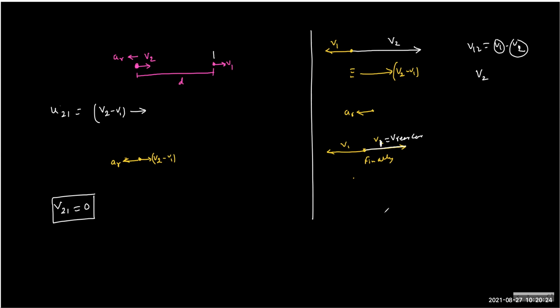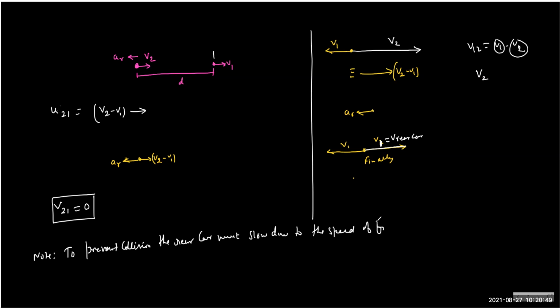Okay, so you are not getting the idea of preventing collision. So I may put a note to prevent collision: the rear car must slow down to the speed of the front car before hitting.